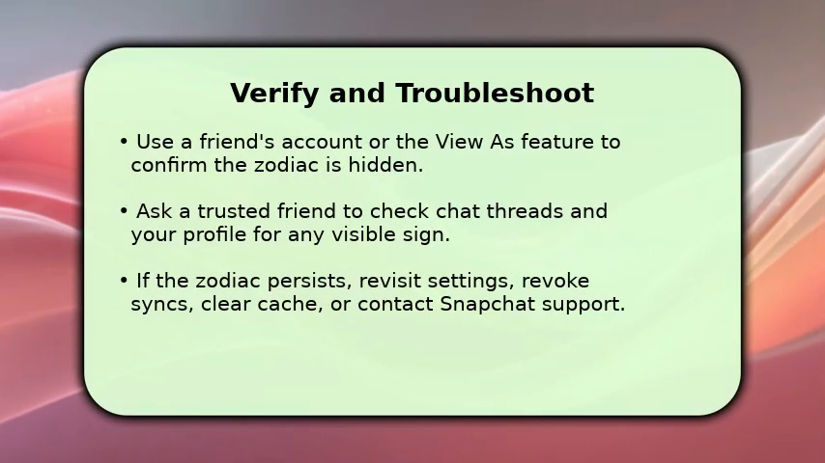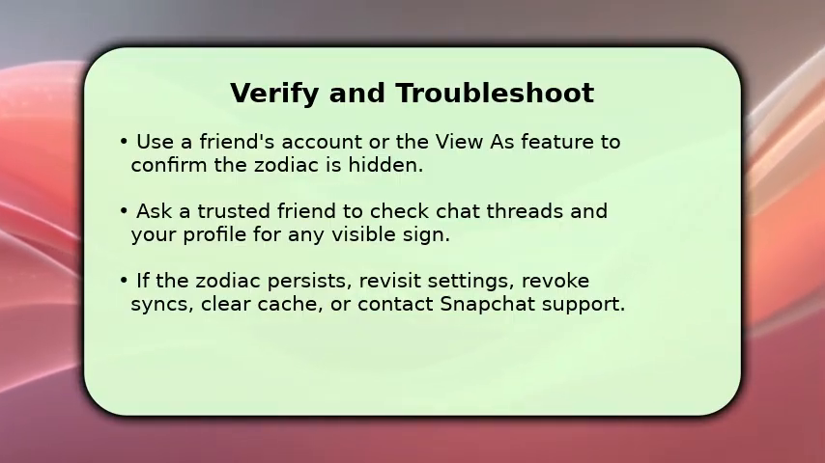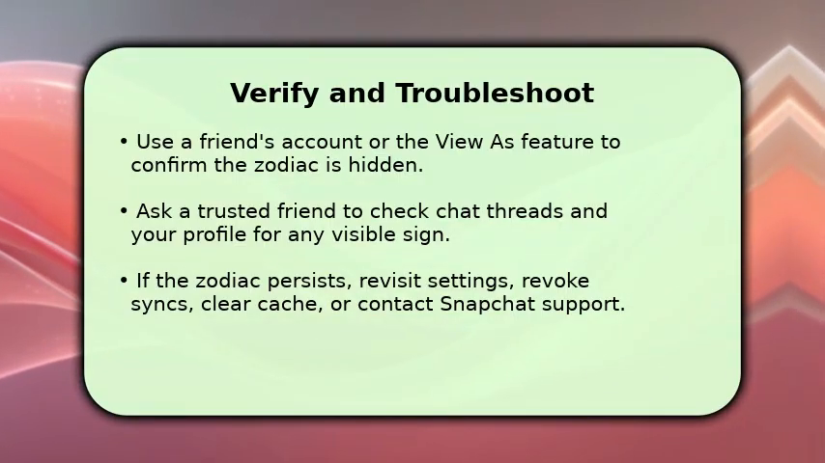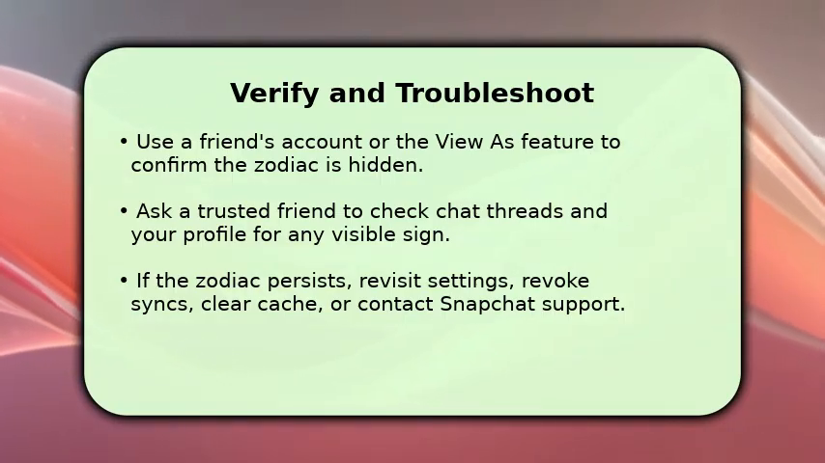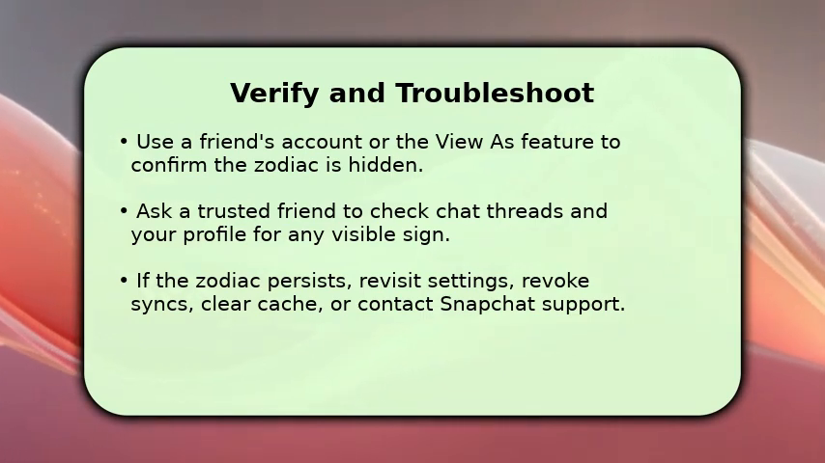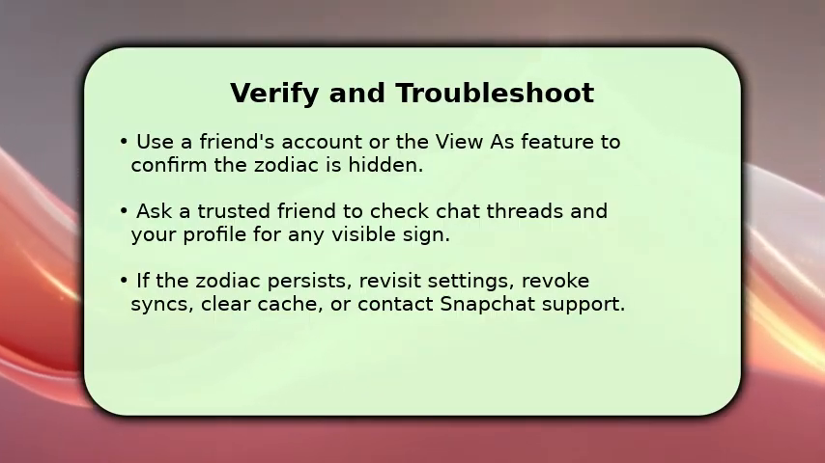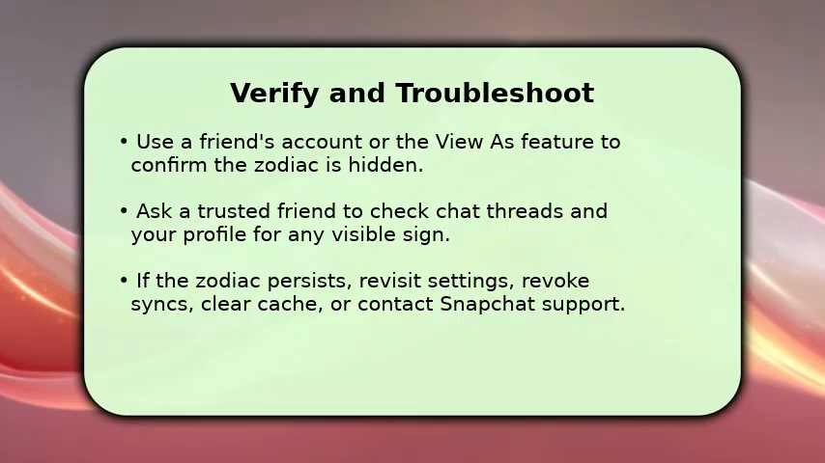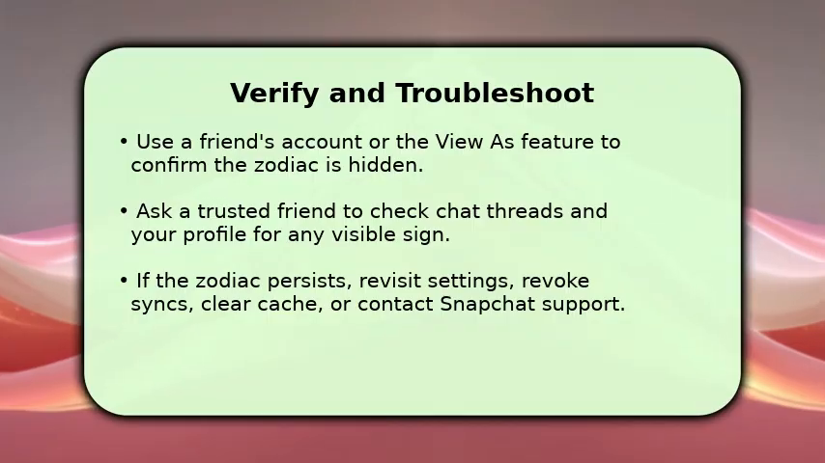To verify success, view your profile from a friend's account or use the View as feature if available. Ask a close friend to check whether your Zodiac appears in chat or on your profile. If it still shows, revisit each step and ensure no backups or account syncs restored the birth date. Consider contacting Snapchat support with account details if the sign persists after clearing caches and revoking third-party access.